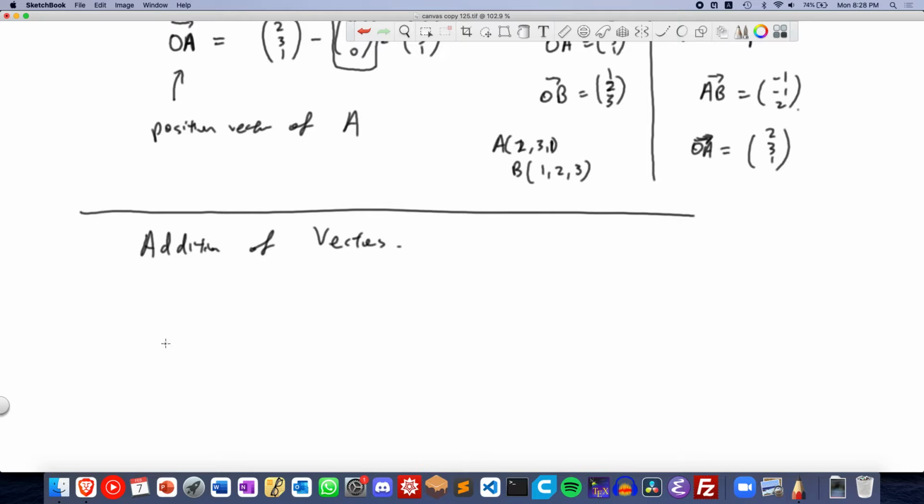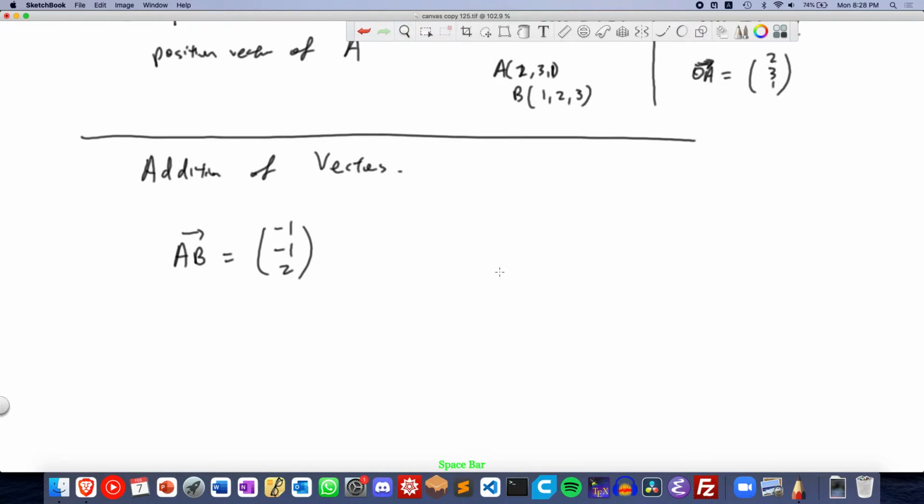So let's say we have a vector AB, which let's just use the values from the previous example, and let's say we have another vector BC, and let's say that equals 1, 3, 4. Okay, then what happens when we add up these two vectors?